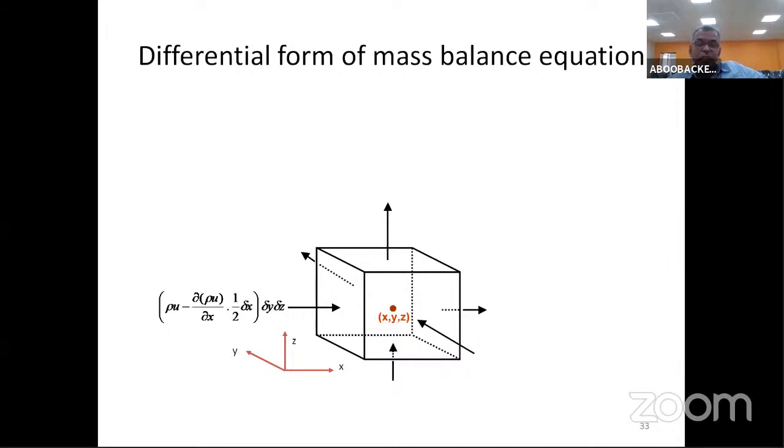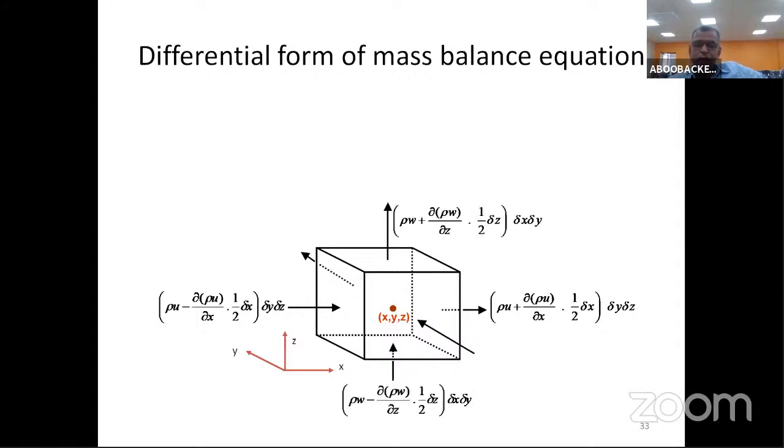So for that, we have an infinitesimal element in Cartesian coordinates. That is, its sizes delta x, delta y, delta z are tending to zero. And we have these six faces. On each face, rho into u is the mass flux, so rho u multiplied by area will give the mass flow rate. So this is flow approaching through this face, and we will have flow going out through that face, vertically incoming, vertically going out, and in the z direction, in, out, etc.